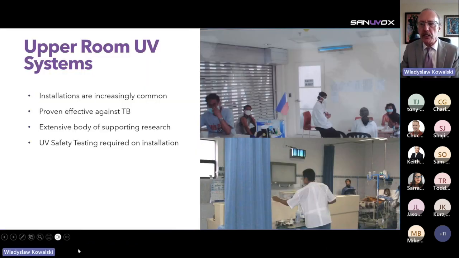Upper room UV systems are common. They are UV units, which are collimated beams put in the upper part of any room or clinic or classroom. They're designed to disinfect the air in the upper room and through complete mixing, clean out the air in the entire room. There's an extensive body of supporting research showing their effectiveness as well as showing their safety.